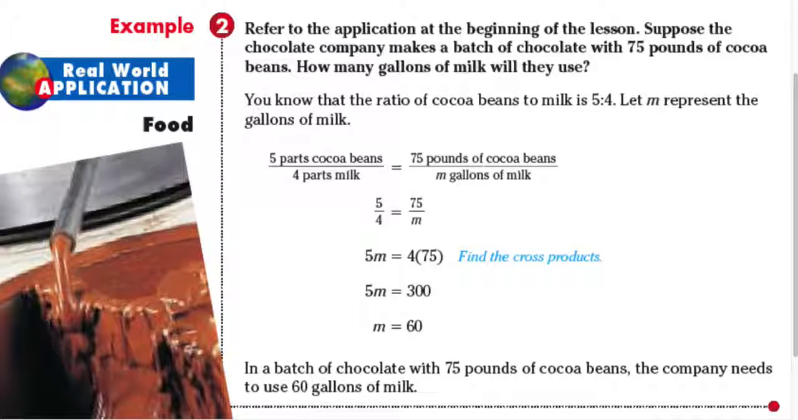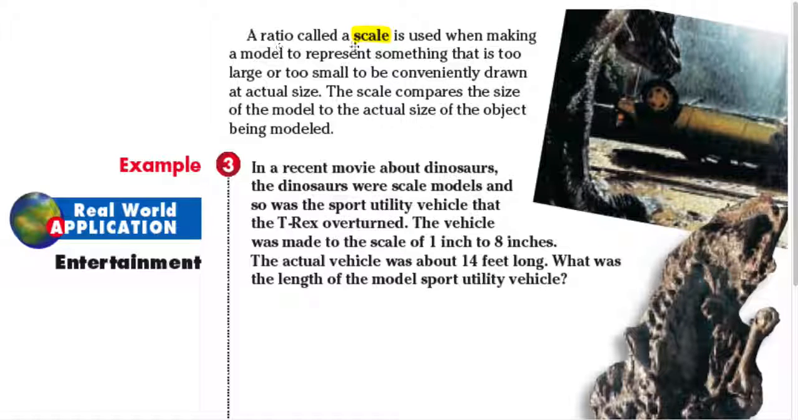Let's take a look at a scale now. A ratio called a scale is used when making a model to represent something that is too large or too small to be conveniently drawn at actual size. The scale compares the size of the model to the actual size of the object being modeled.